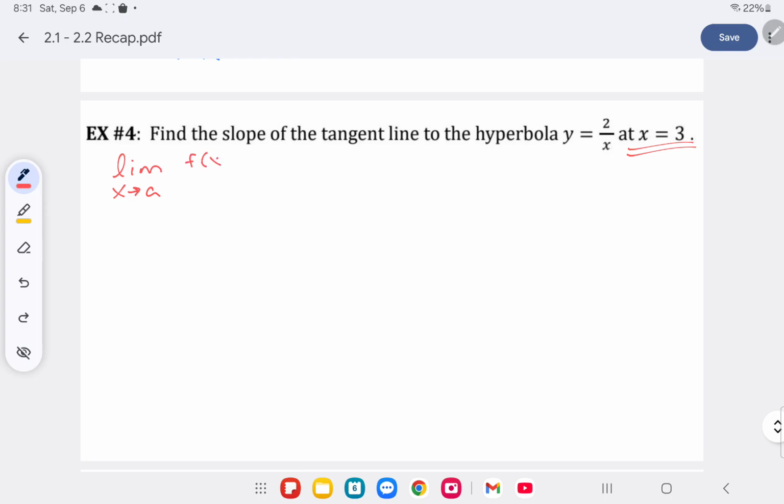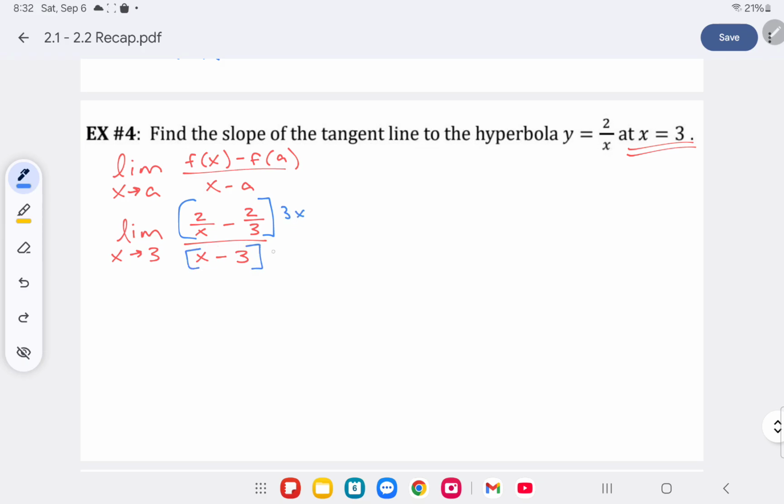So I'm writing it down just so we remember. My brain is working faster than my fingers. Here we go. So our function is 2 over x, and we're approaching 3. So 2 over x minus 2 over 3, when we plug in 3 for x, over x minus 3. In this case, to simplify, we're going to have to multiply the numerator and denominator by a common denominator, 3x. That's what will make this the easiest.